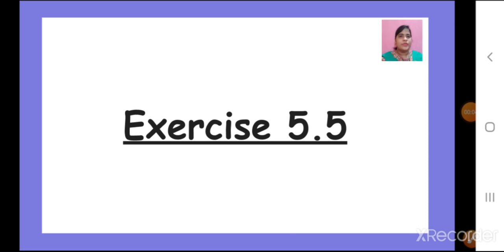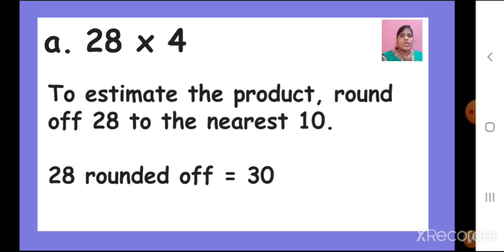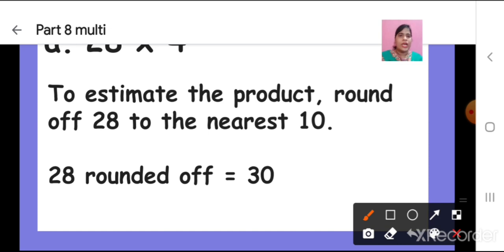Children, now take out your textbook and your notebook. We are going to start with a new exercise, which is exercise 5.5, and we are going to solve a few sums related to estimation. Now please write down question number 1. Estimate the following products. Now A1, 28 multiplied by 4. You can see it is a 2-digit number multiplied by a 1-digit number. So only the multiplicand we have to round off. So we are going to write down like this, how I have written here.